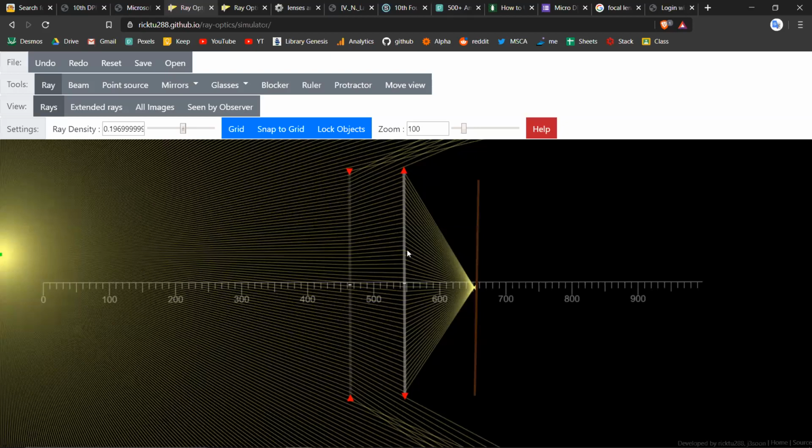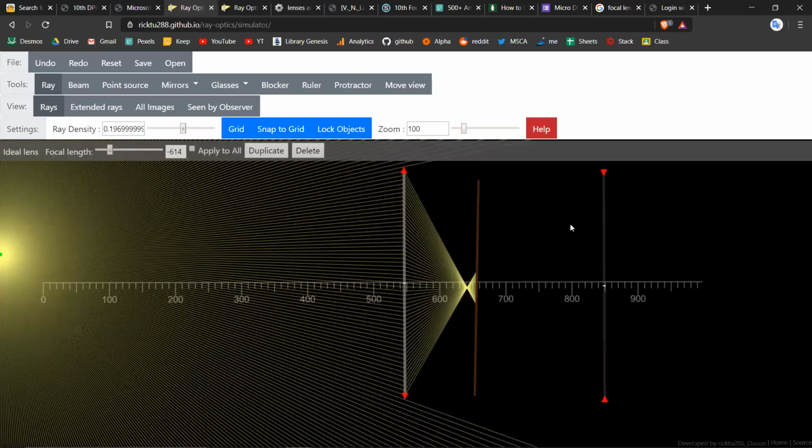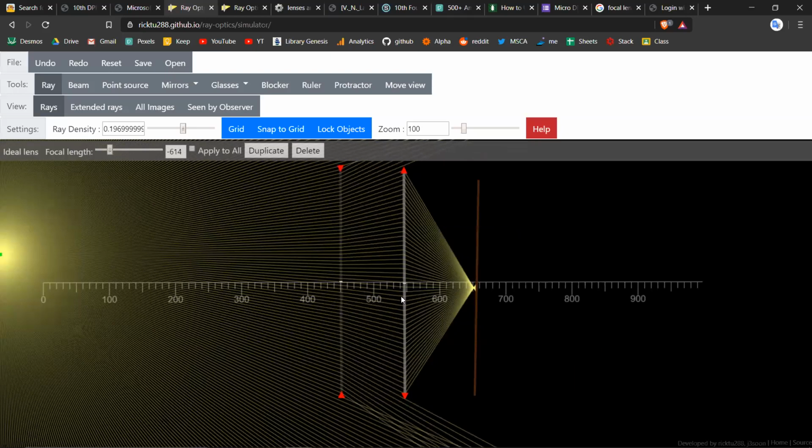So this lens thinks the object is placed at 200 thanks to this lens. If this lens wasn't there, the object is placed where it is. But this lens tricks the second lens, our eye lens, into thinking the object is there.